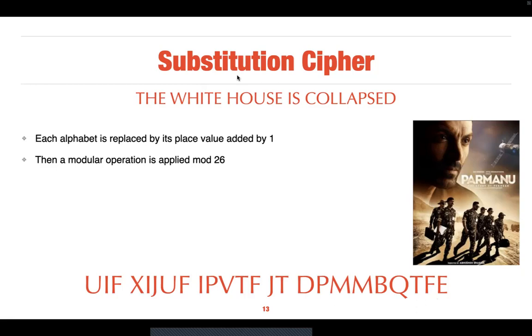These two methods, transposition cipher and substitution cipher, are the historical methods. In modern days, we use more complex algorithms and modern techniques to create the cipher text, and more complex ciphers. We will talk about that in future, but in this presentation I have not covered those modern techniques. These are the simple methods of ciphering the text.